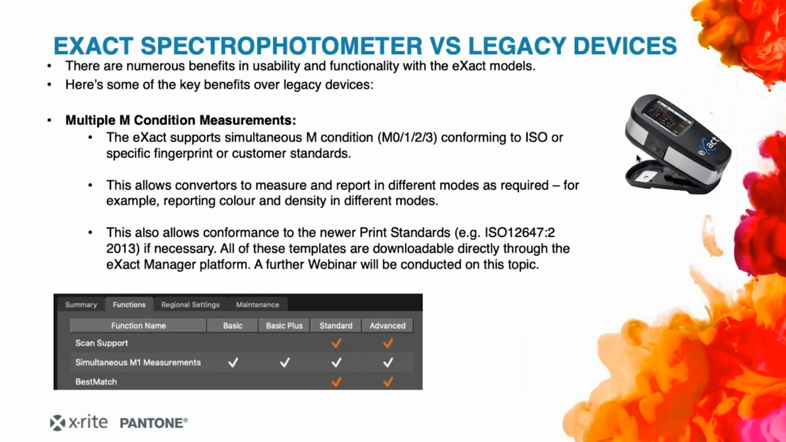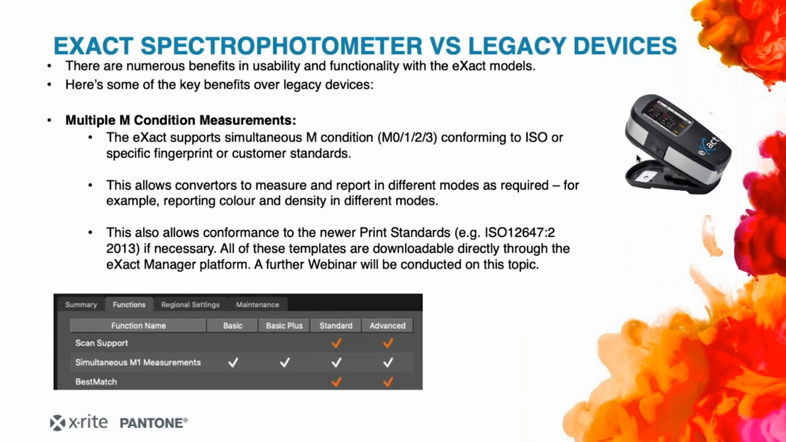One of the benefits of the eXact over, again, legacy devices is the use of multiple what we call M conditions or measurement conditions. These are typically used in various print standards, for example, the ISO series of standards, where a different M condition measurement may be specified to otherwise a current workflow.